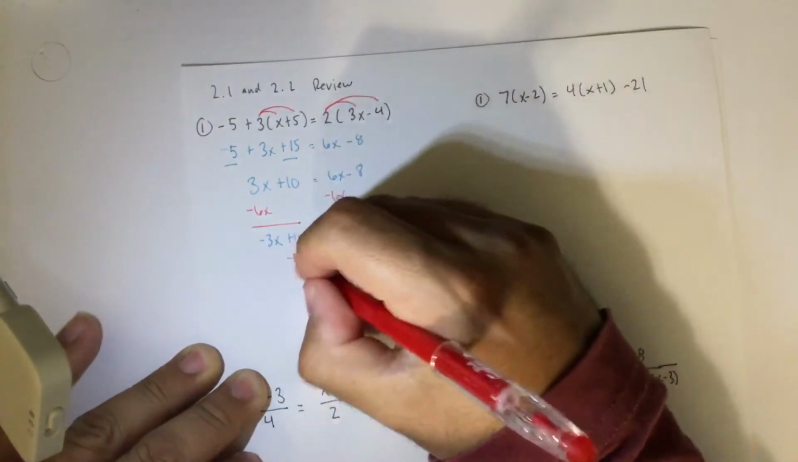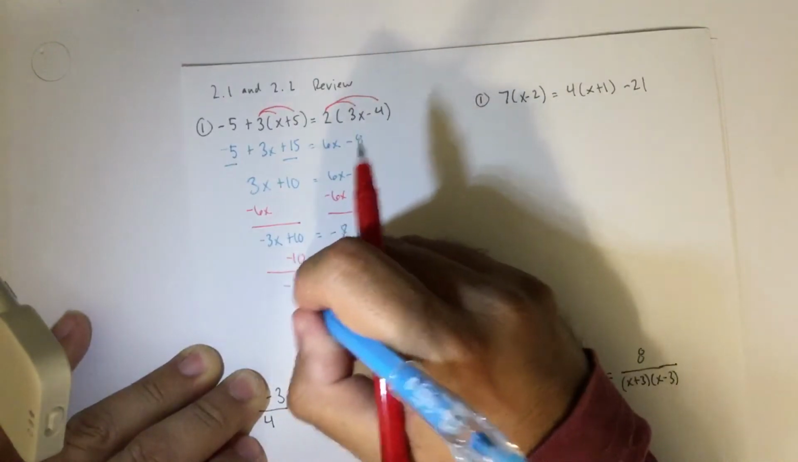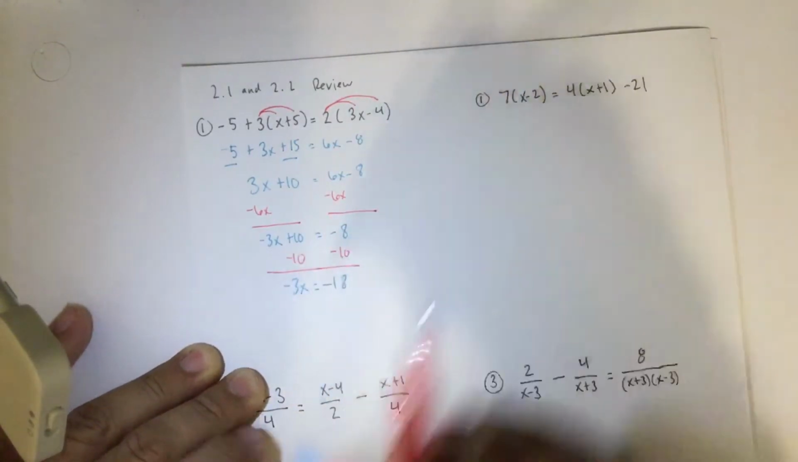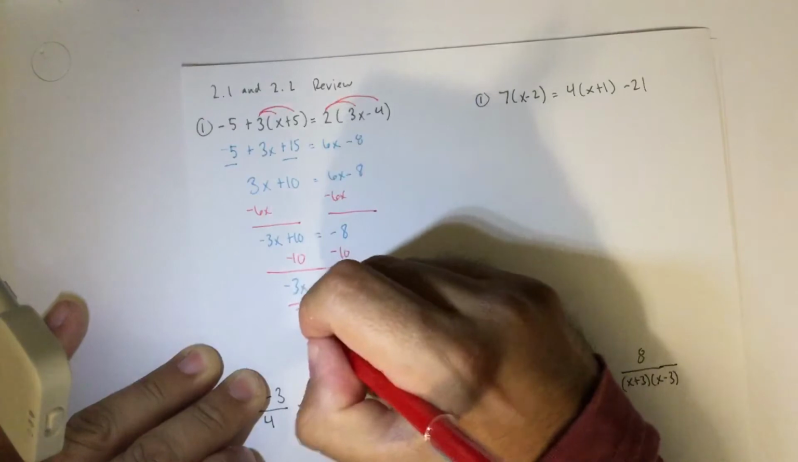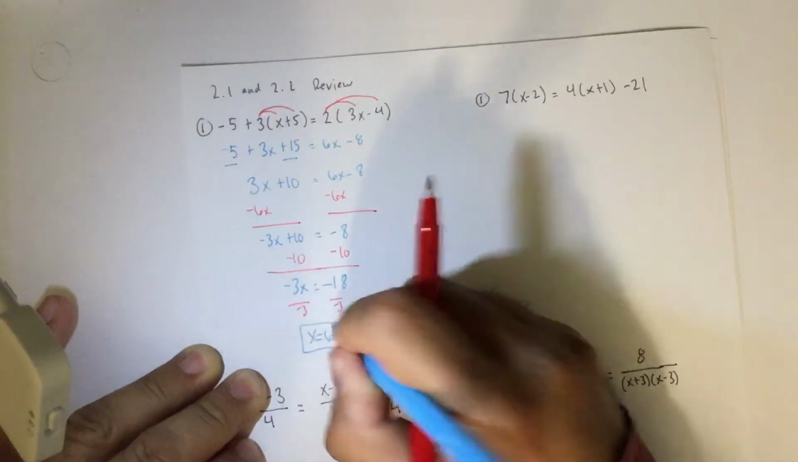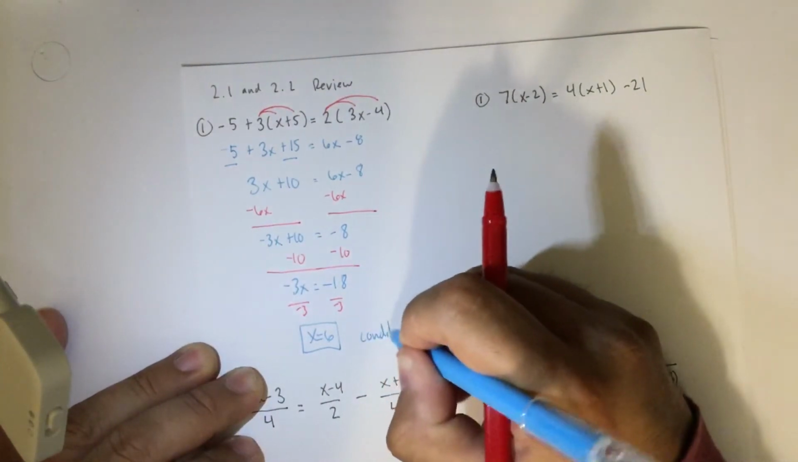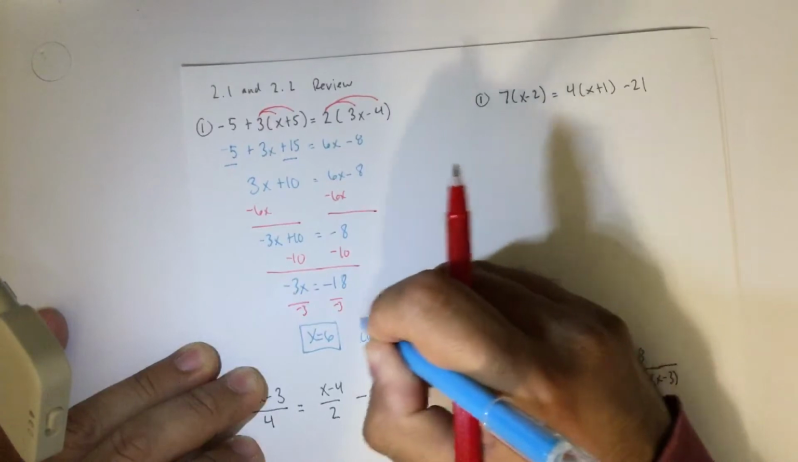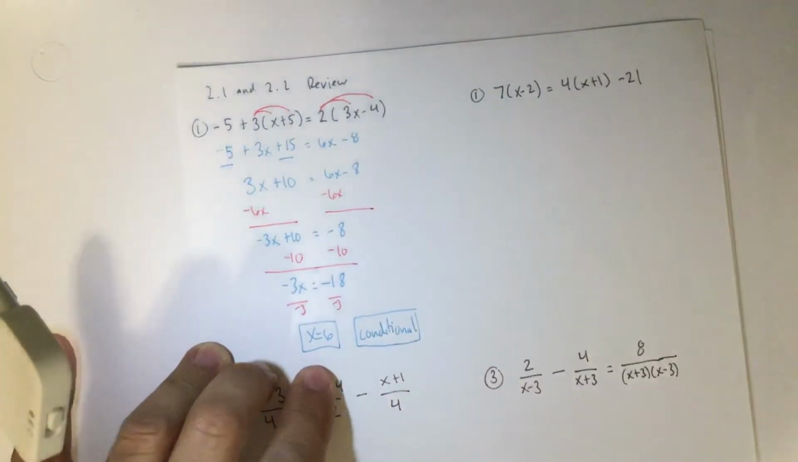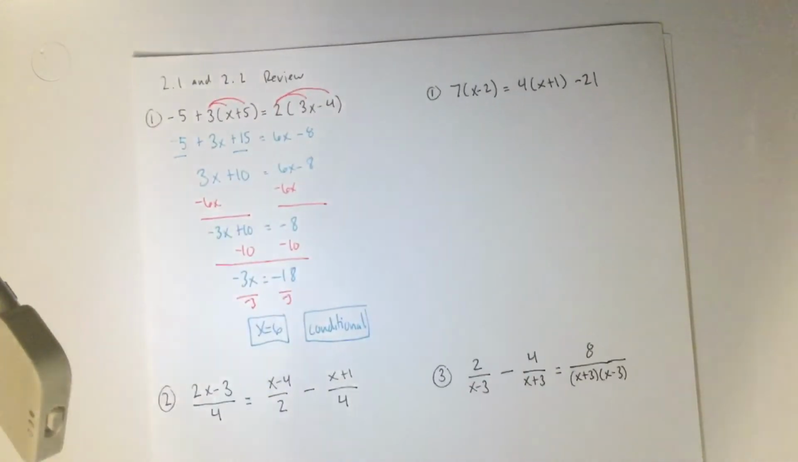Let's go ahead and subtract 10 to the other side. And we get negative 3x is equal to negative 18. Divide both sides by negative 3, and we come up with x is equal to 6. And since that's one solution, that's going to be called conditional. So x equals 6 is one solution. That's why it's conditional.